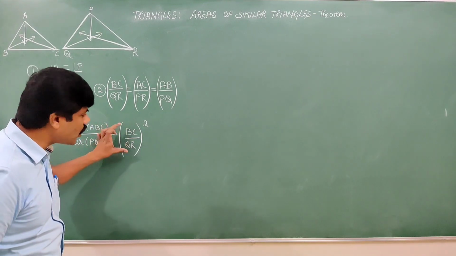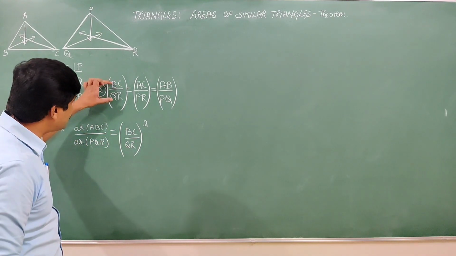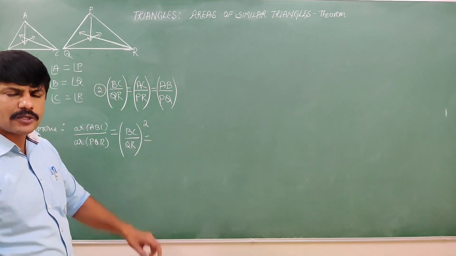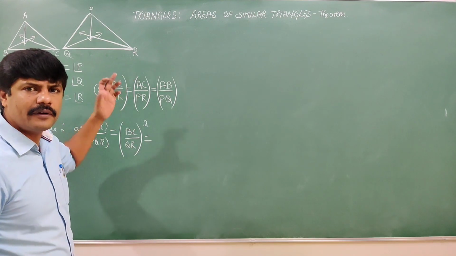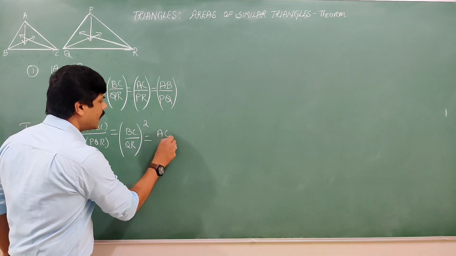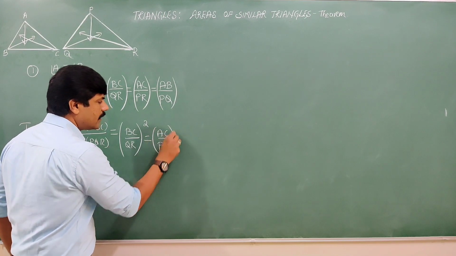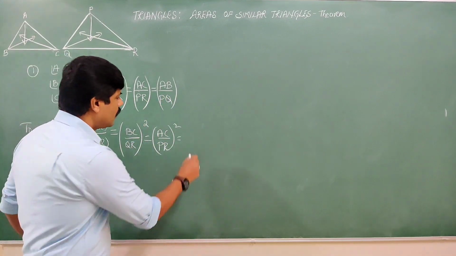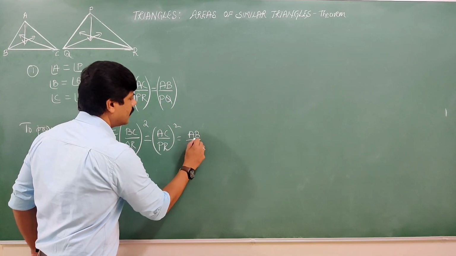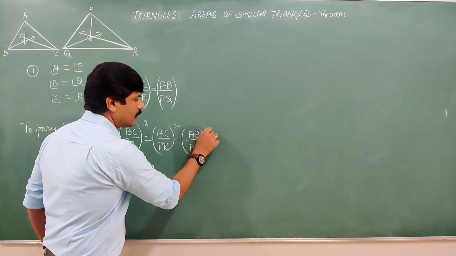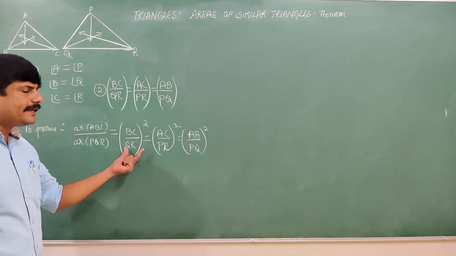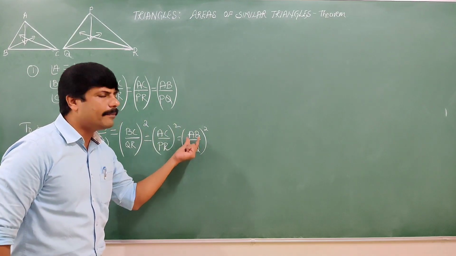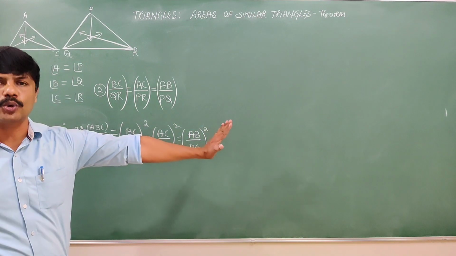Corresponding sides. Square of the ratio of corresponding sides, either BC by QR whole square, or this is also AC by PR also, ratio of corresponding sides. So AC by PR whole square. And AB by PQ is also a ratio of corresponding sides. Therefore, you can take BC by QR whole square or AC by PR whole square or AB by PQ whole square. This is the statement we have to prove now.